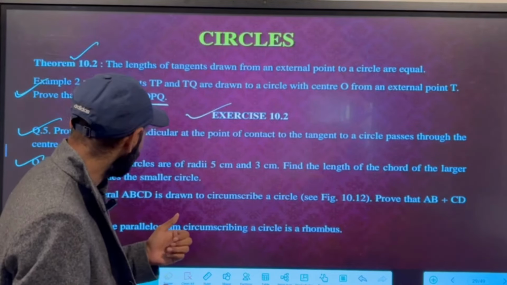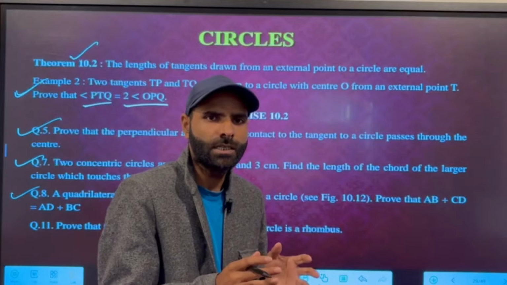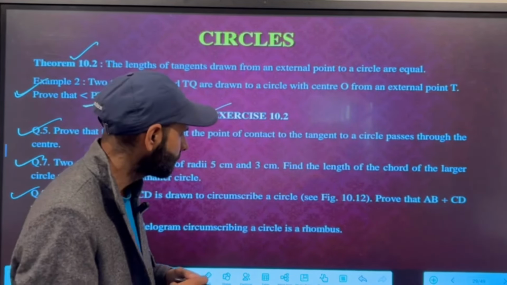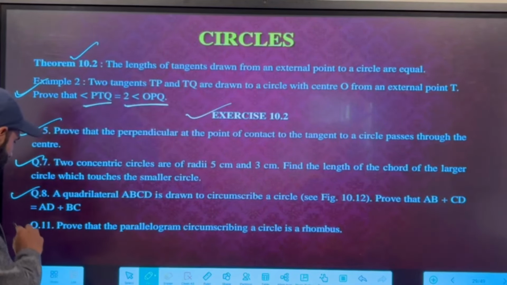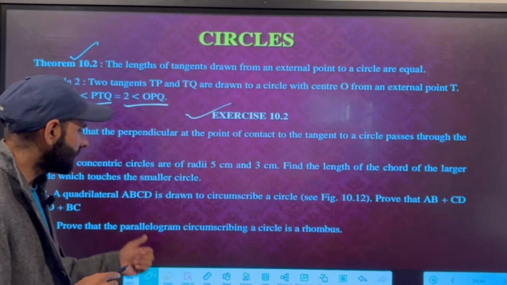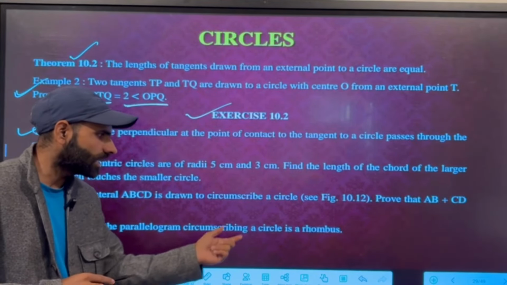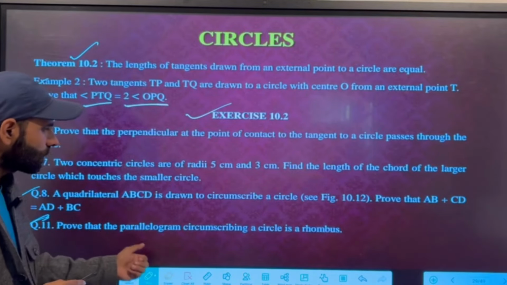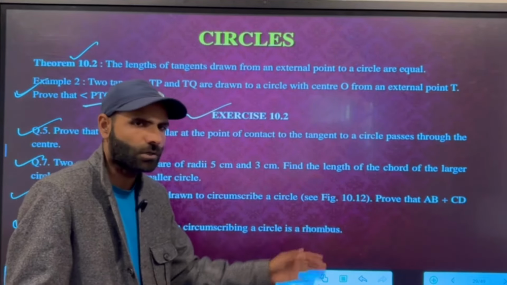You need to prove if a quadrilateral is circumscribing a circle, sum of opposite sides are equal. You have to prove sum of opposite sides are equal. Question number 11. It is most important question of this chapter. Prove that the parallelogram circumscribing a circle is a rhombus. It is a one-liner question.